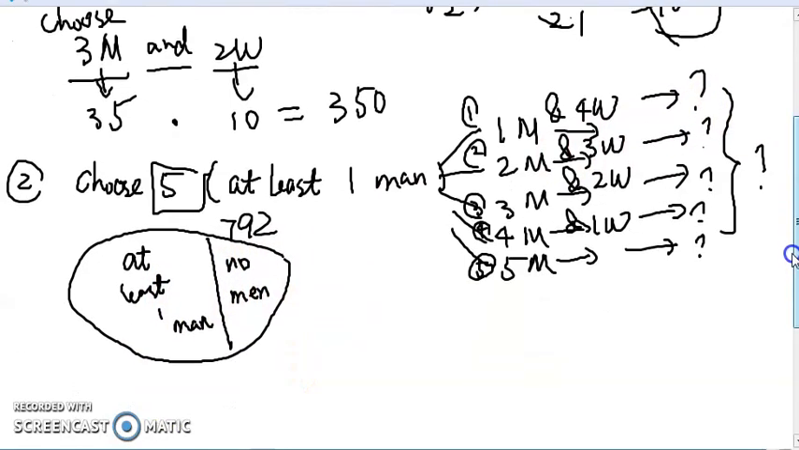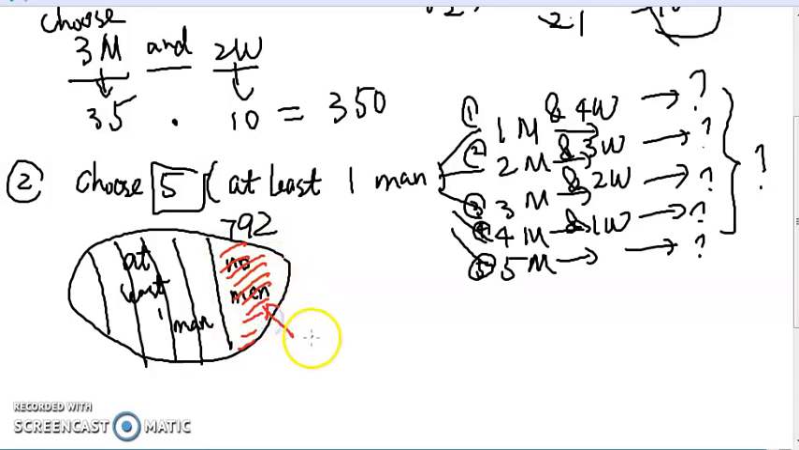And if you want to do it directly, like I said, you have to do 5 different cases. At least 1 man includes that you have to do 1 man, 2 men, 3 men, 4 men, 5 men, 5 different cases. So what I'm going to do is the opposite of at least 1 man, which is no man at all. So how many ways will contain no man? Containing no man, that means all 5 of them will be 5 women.